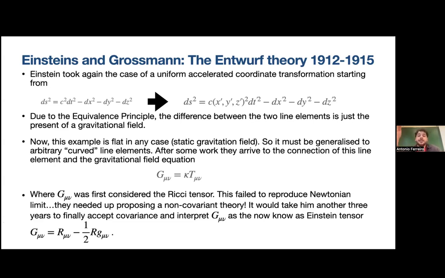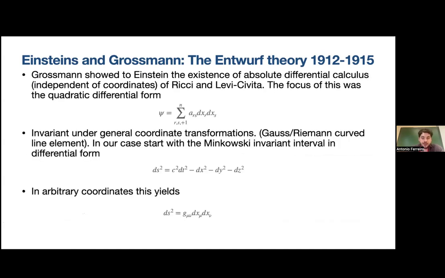Now, of course, this is just a toy model, what we call it today, because it's only referring to static gravitational fields, to uniformly accelerated coordinates. So it's flat in any case; you compute the curvature and it is zero. So it had to be generalized. And the way of generalizing is exactly not taking for granted this line element, but taking a general line element like here in the last line.